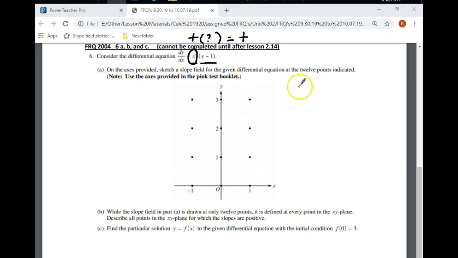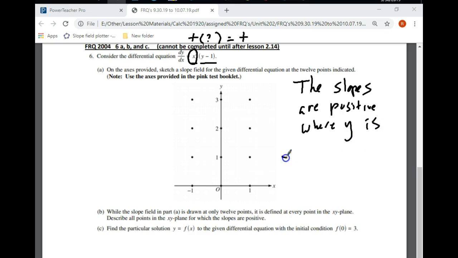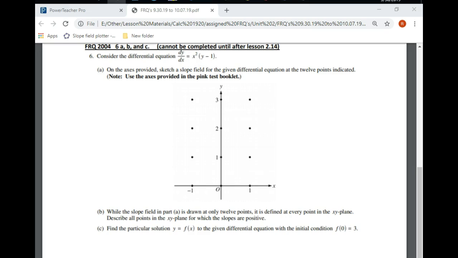So I'll start the sentence for you. The slopes are positive where y is blank. You fill in the blanks. The slopes will be positive anywhere where y is equal to what? I'll let you guys see if you can figure it out. That's my hint to you. Let's go ahead and take a look at the last one for a helpful hint.